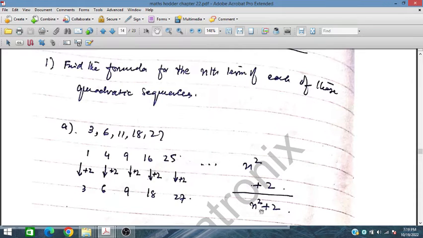For n square plus 2, if we place n is equal to 1, then this is 1 square plus 2, that is 3. For n is equal to 2, this is 2 square, 4, 4 plus 2 is 6, and for n is equal to 3, 3 square means 9 plus 2 is 11. For 4 square is 16 plus 2 is 18, and for 5 square is 25 plus 2 is equal to 27. So we will get these values by this nth term.